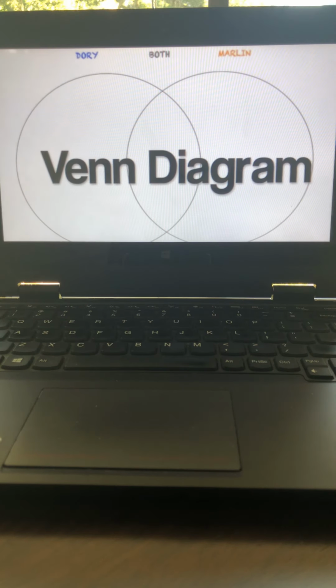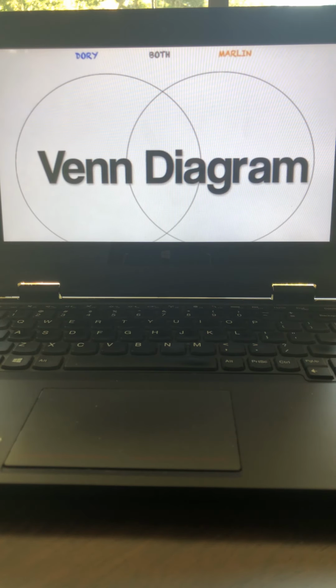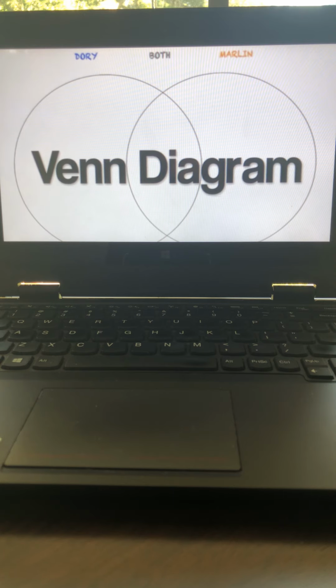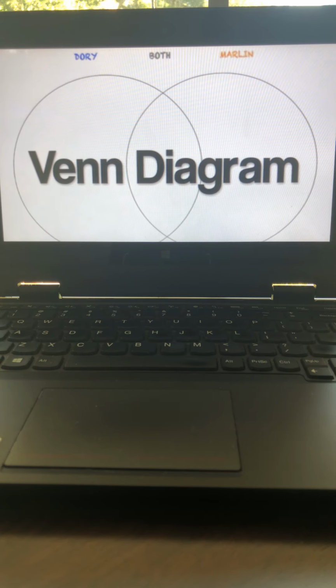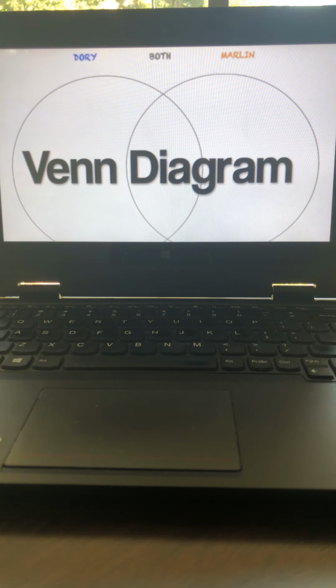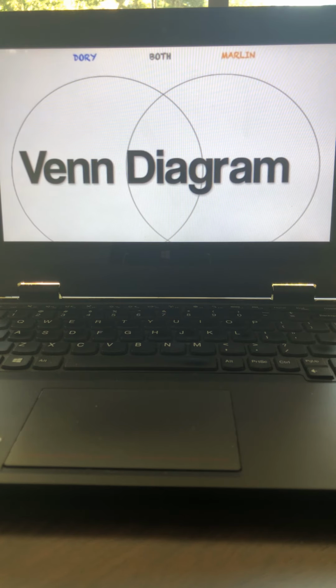This here is our Venn diagram. In one circle, it tells you all the things you know about Dory, and in the other circle, it tells you all the things you know about Marlin. And in the center, where they overlap, that's what they both have in common, also known as similarities.